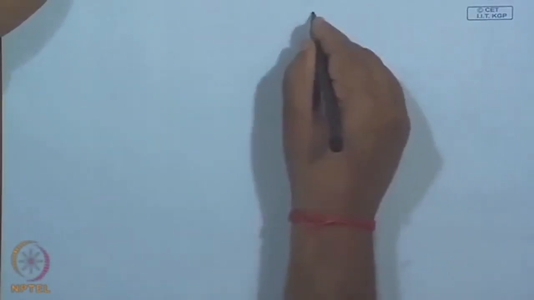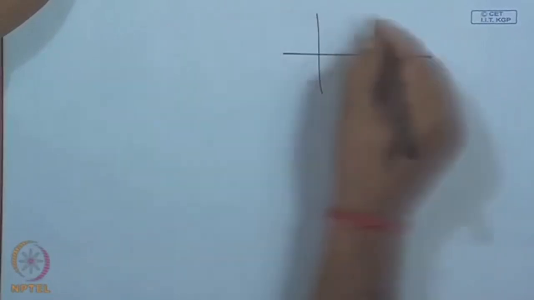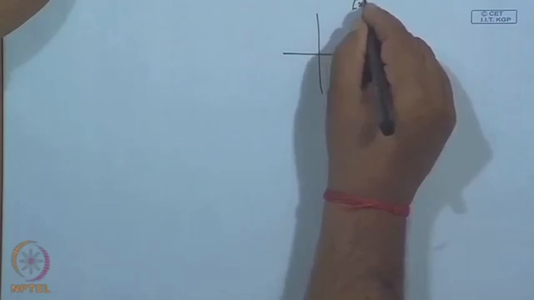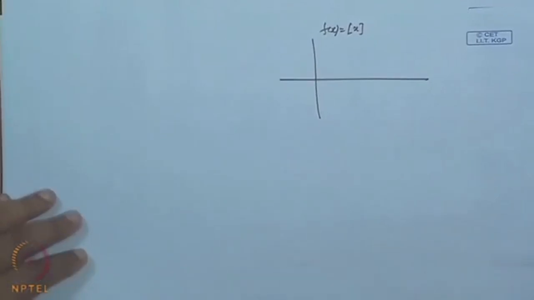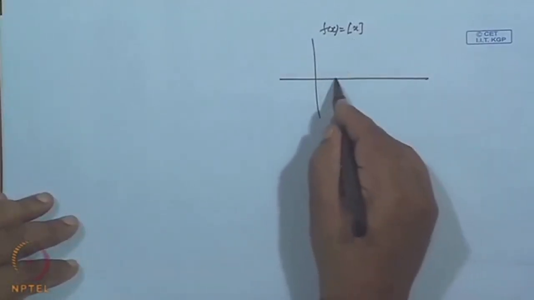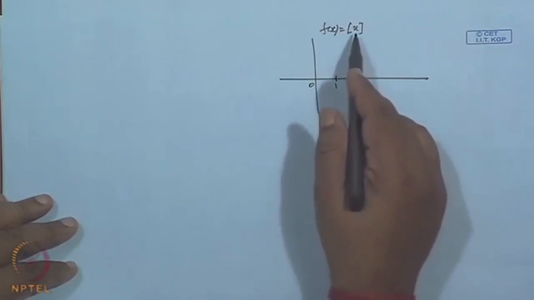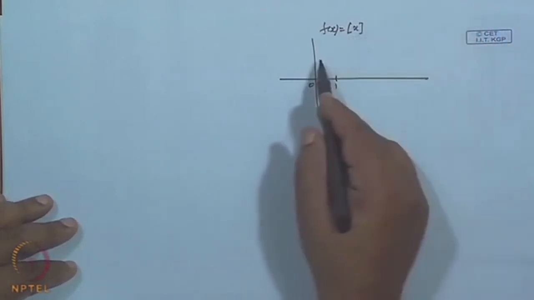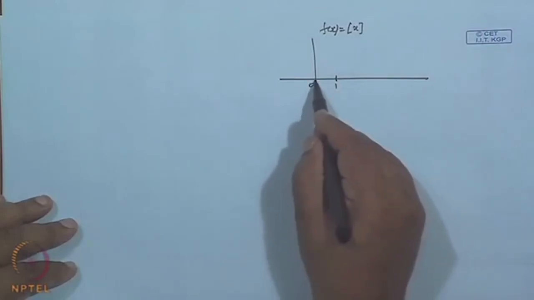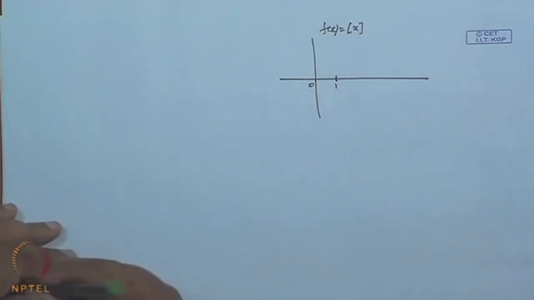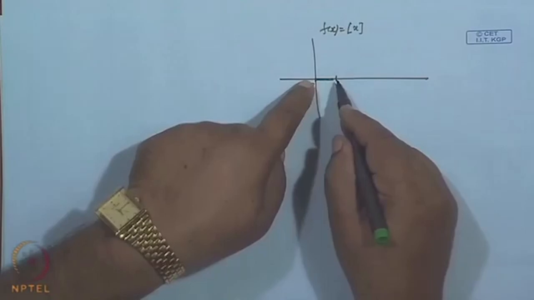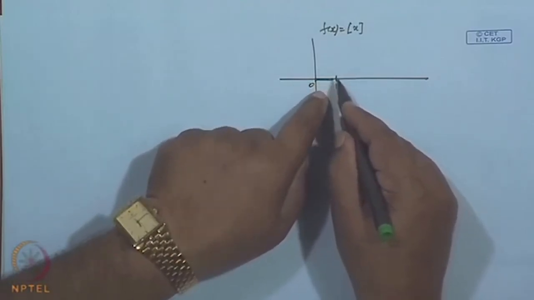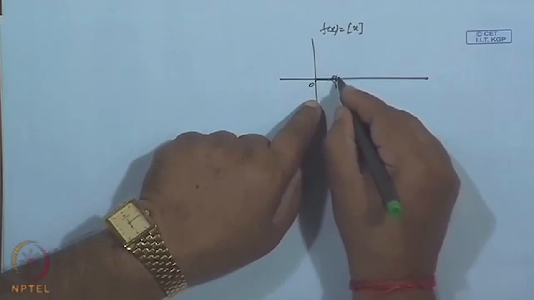So let's see what is the graph of this function f(x). Now when x lies between 0 and 1, box x denotes the greatest integer not greater than x. So what is the integer? It is only 0. It means the curve will be like this. It will start from 0 but it will not touch 1. So we have this gap.